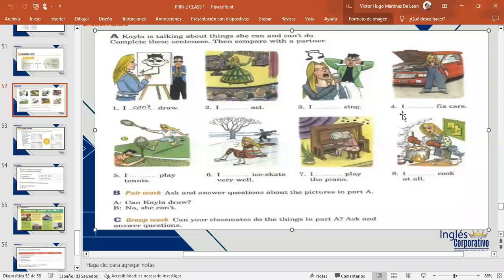I can fix cars. I can do it. I can fix cars. Number five. I can play tennis. I'm very good at it. Can you say that? I'm very good at it. Repeat. I'm very good at it. Ajá, soy bueno en eso. Yo soy bueno en eso. Soy muy bueno en eso.